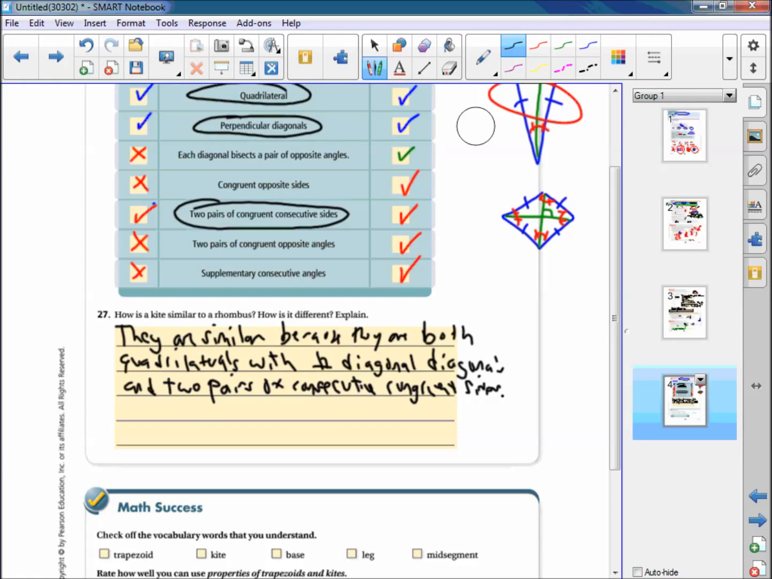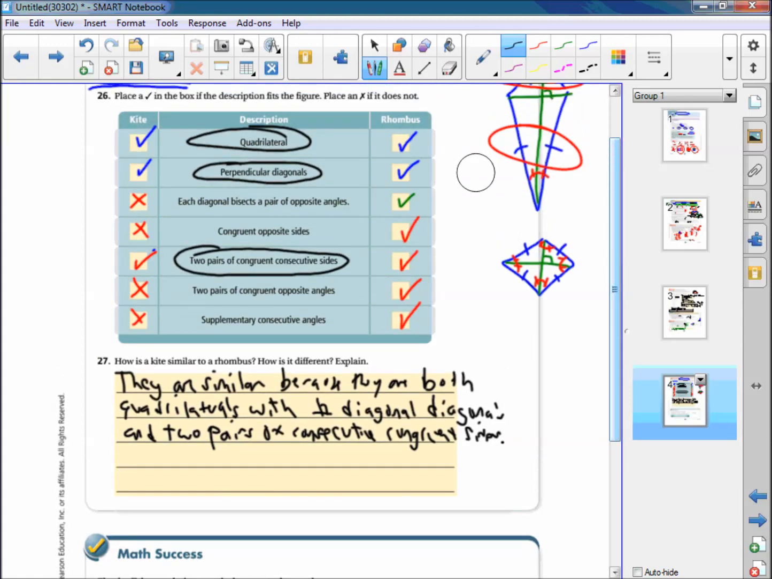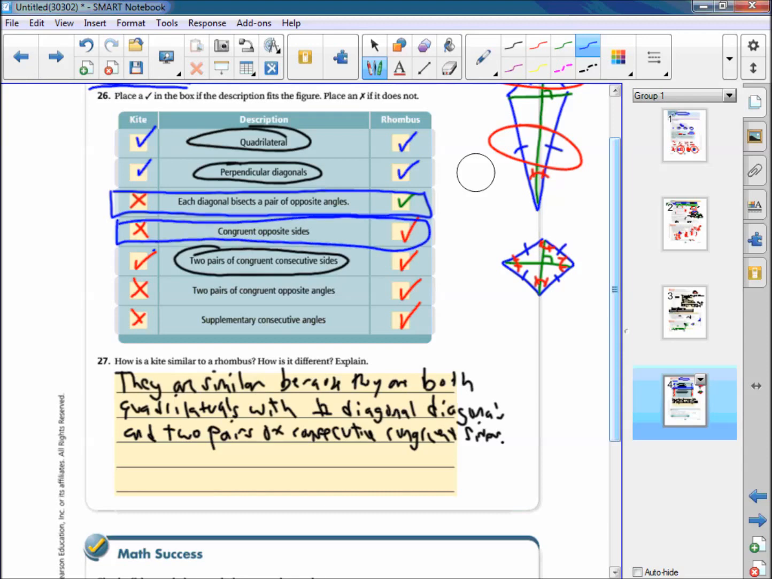Okay. Now, how are they different? Well, they're different lots of ways, a lot more ways than that. So they're different because each diagonal bisects a pair of opposite angles. That's not true in both. And they're different because the congruent opposite sides is not true in both. And they're different because two pairs of congruent opposite angles is not true in both. And they're different because supplementary consecutive angles is not true in both.